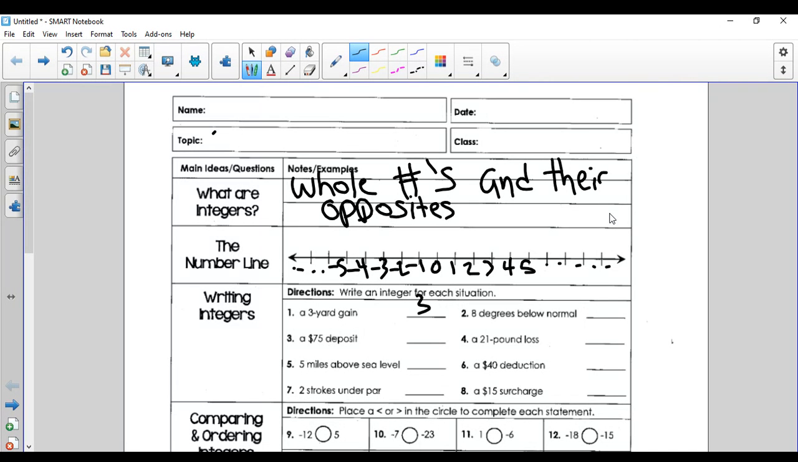A $75 deposit. So depending on how you look at it, I could see it going either way, but we're going to pretend like that's $75 deposited into my bank account. So that would be another positive 75. 8 degrees below normal. So if it's 8 degrees below, it would be negative. We would look at this integer as -8. A 21-pound loss, another we're taking away. So another negative integer, -21.